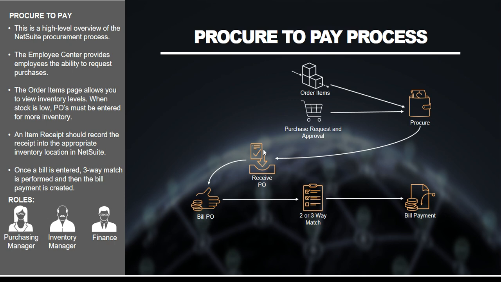At first, maybe there's a requisition, like a purchase request. An employee just creates a purchase request, and one person who is authorized as the approver can review it and deny or approve it. Once this requisition is approved, it comes to procurement and becomes a PO, a purchase order.